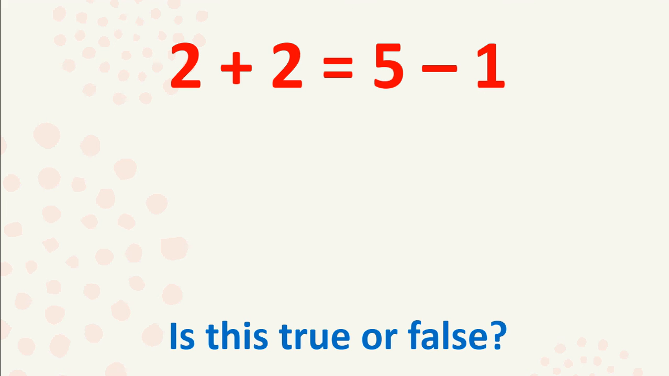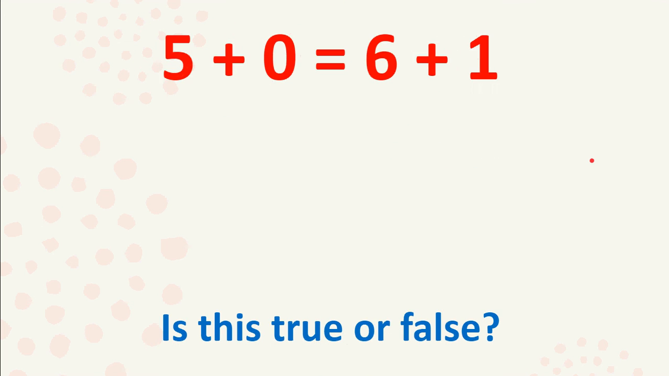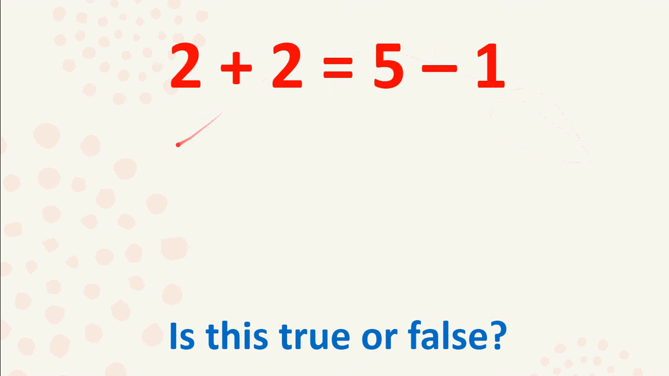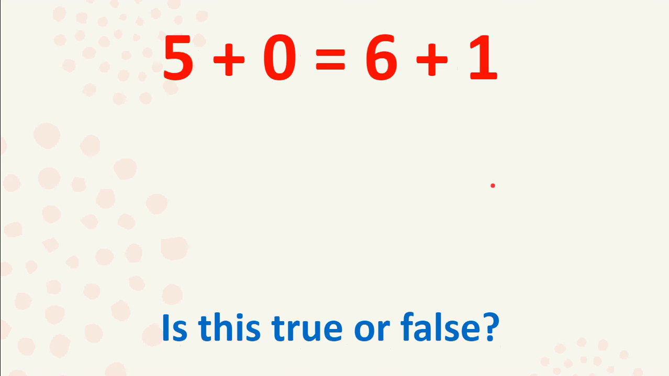Does 2 plus 2 equal the same as 5 minus 1? First, we have to do this side, then we have to do this side. What is 2 plus 2? What is 5 minus 1? We know 2 plus 2 is 4, and 5 minus 1 is 4. Is this true or false? Does 4 equal 4? Yes, it does.